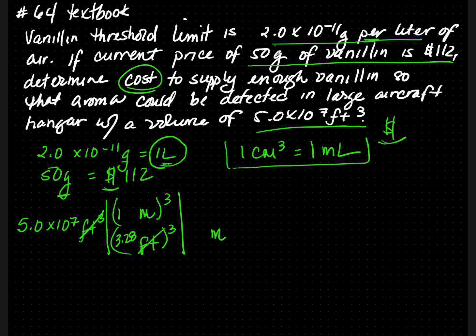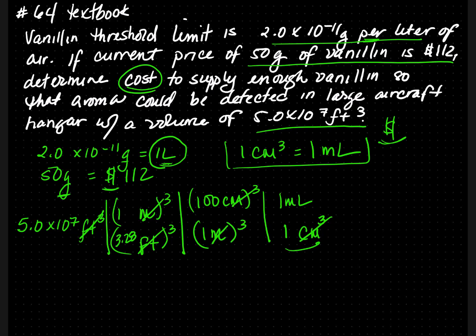So 1 meter, because meter is bigger, has 100 centimeters. Since the units are cubed, I need to cube the entire number and unit. The meters cubed cancel out. I do not want centimeters cubed, so I continue. Centimeters cubed, this is 1. This is 1 ml. The centimeters cubed cancel out. Here, I do not have to cube the entire thing because 1 centimeter cubed is equal to 1 ml.